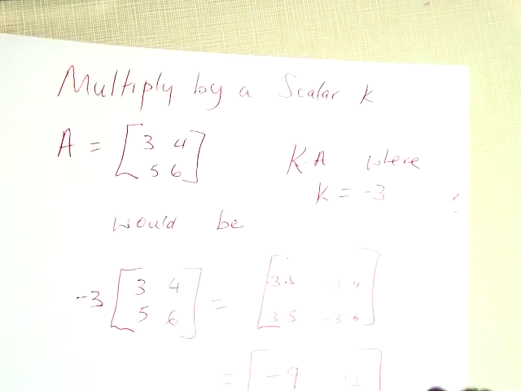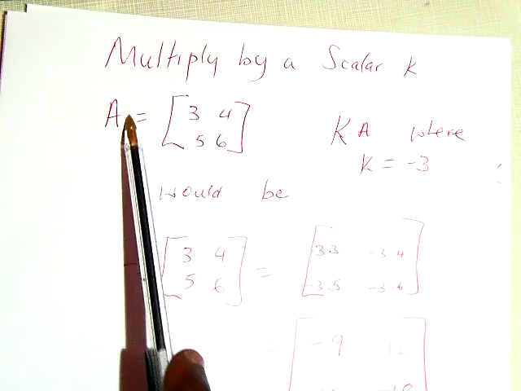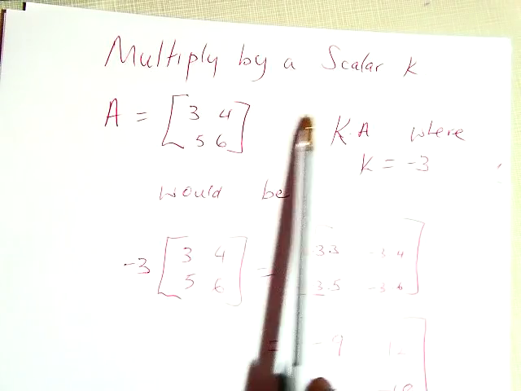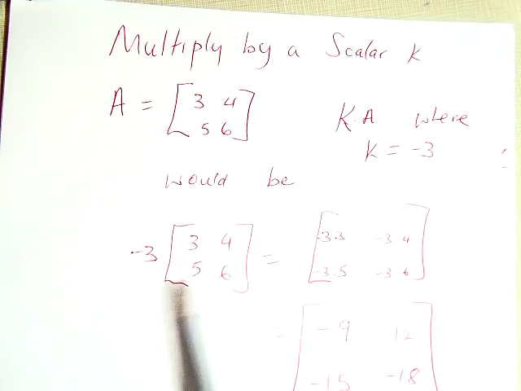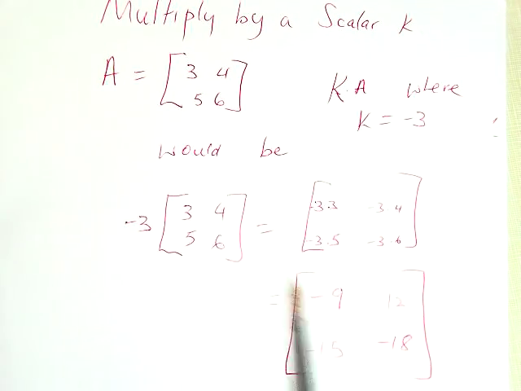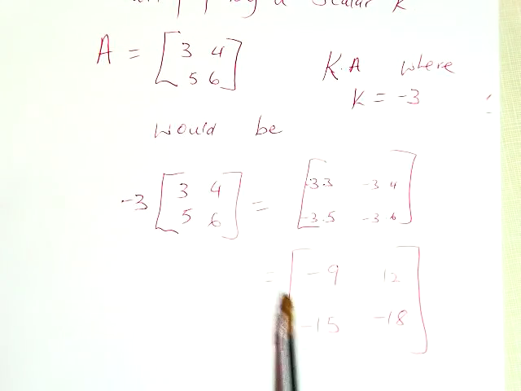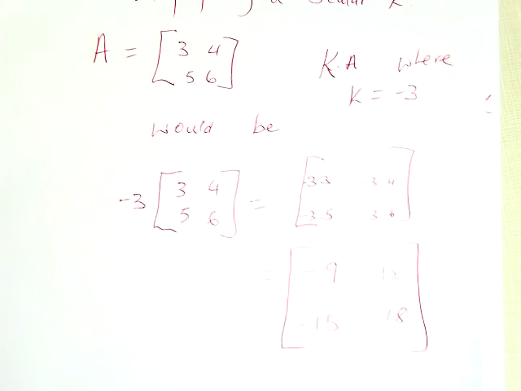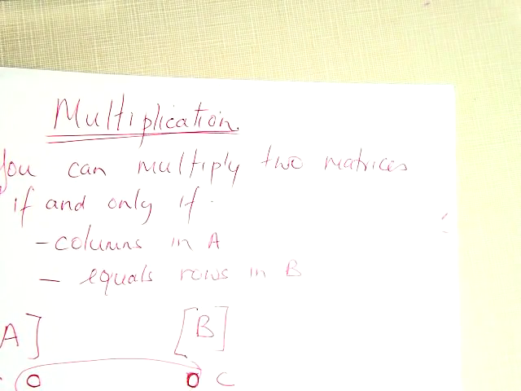Another thing that you must be able to do with matrices is to multiply by a scalar value. So let's say I have matrix A, and I want to multiply matrix A by, say, -3. It's simply taking -3 and distributing it to each value, each element inside the matrix. So it'd be -3 times 3, which goes here. -3 times 4, that value goes there. -3 times 5 goes here. -3 times 6, that answer goes there. And that's also very simple and straightforward. This is what we call scalar multiplication of matrices.